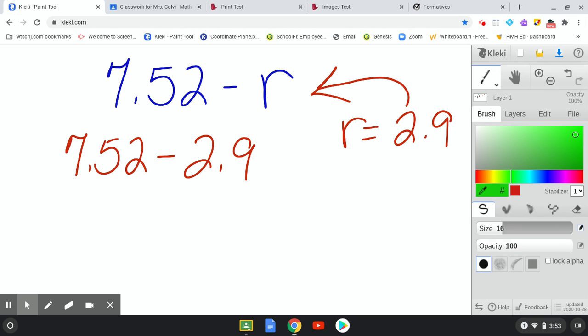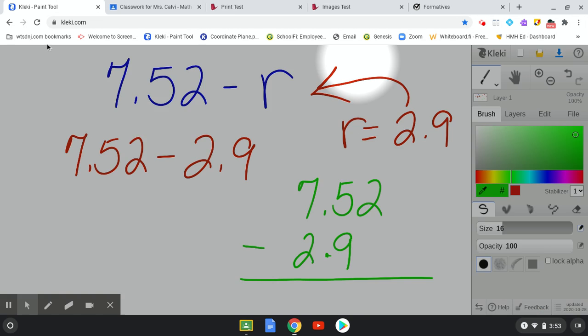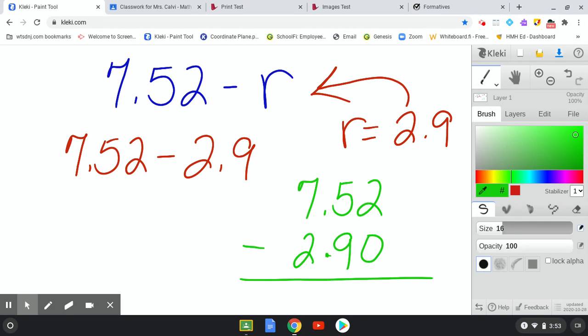Now I'm just going to rewrite this vertically. So 7.52 minus, remember, you must line up the decimals for adding and subtracting. So this is a good example because this is sometimes where students would make a mistake. And what they would do is they would shift this 2.9 all the way to the right, and then the decimals would not be lined up. You need to line up your decimals for adding and subtracting. I'm going to put a placeholder of 0 here to help us out.